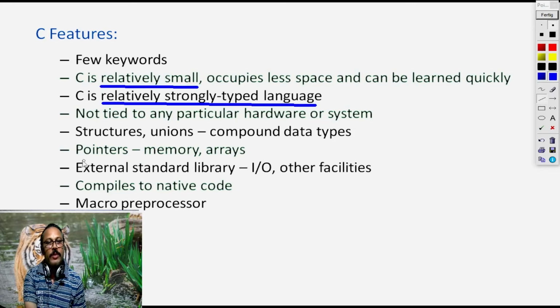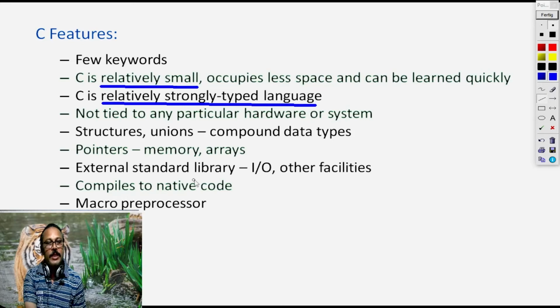Pointers is one of the powerful features of C language, which allows us to use the memory efficiently. And instead of wasting memory using arrays, whenever the memory is precious, you can go with the pointers.